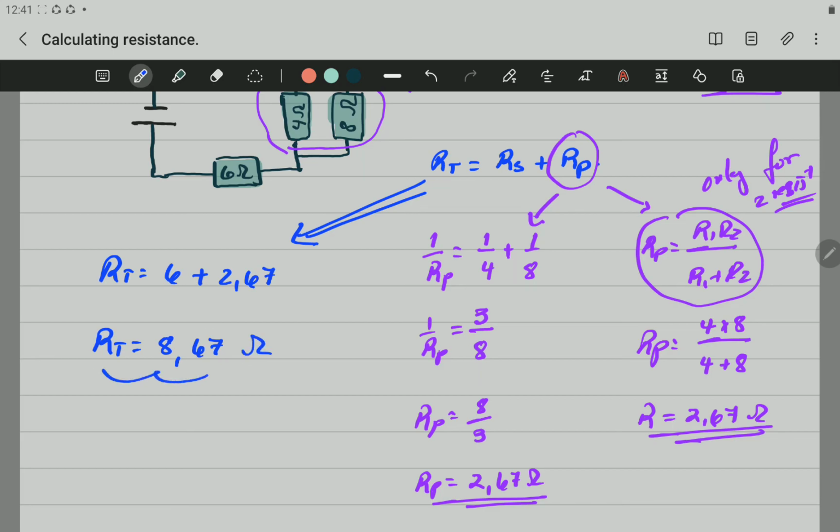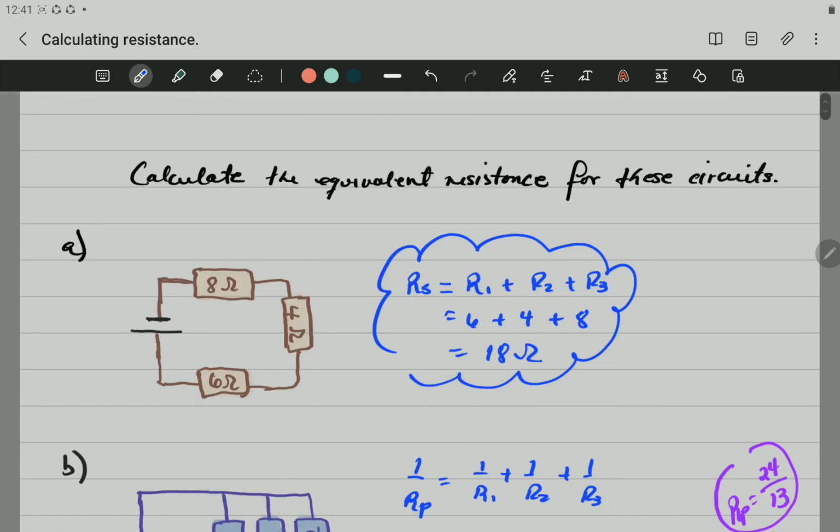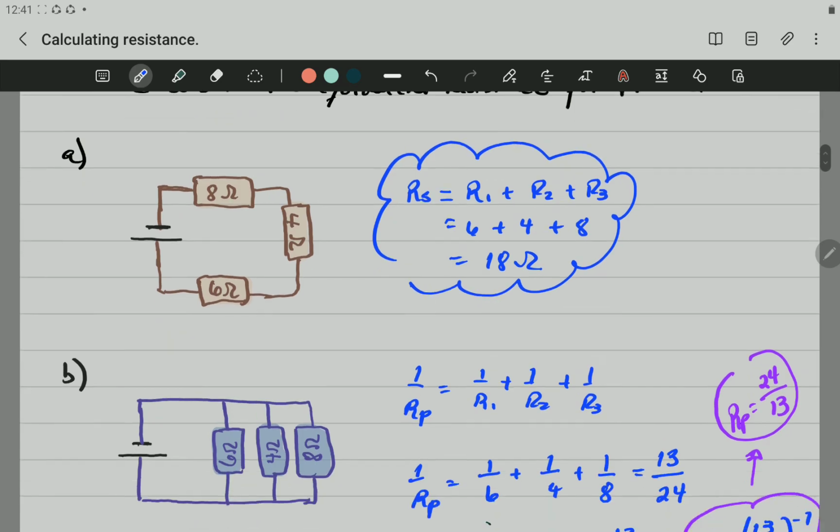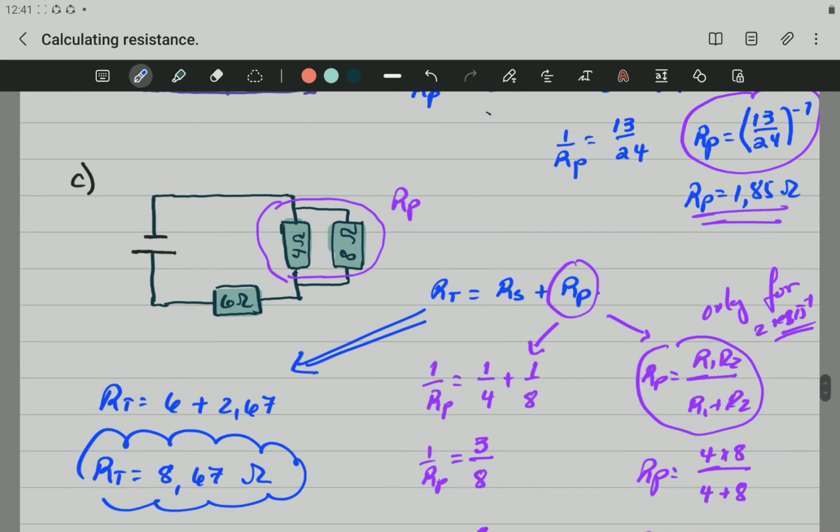I hope you do understand. It's quite easy. We saw how to calculate the resistance of a series circuit, a parallel circuit, and when we have a simple combination. The next video will be a little bit more tricky. We're going to be checking some questions, but from previous question papers.